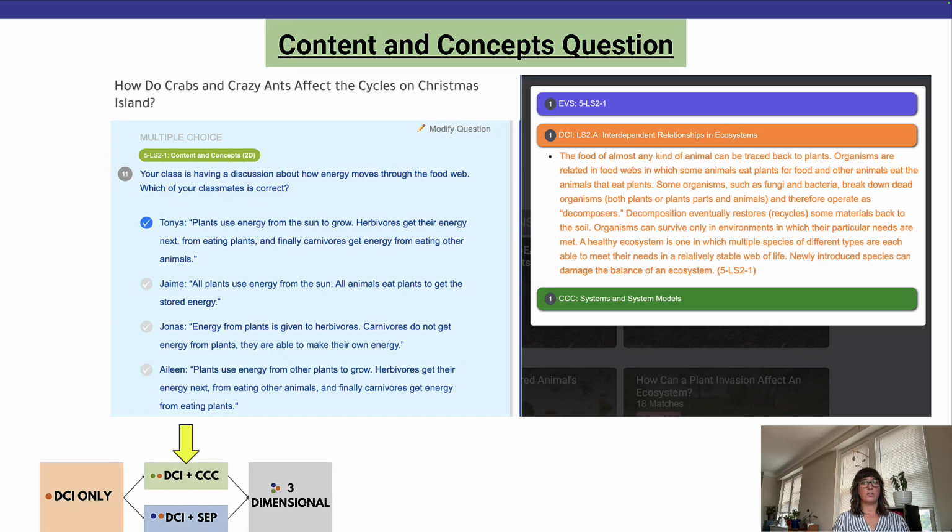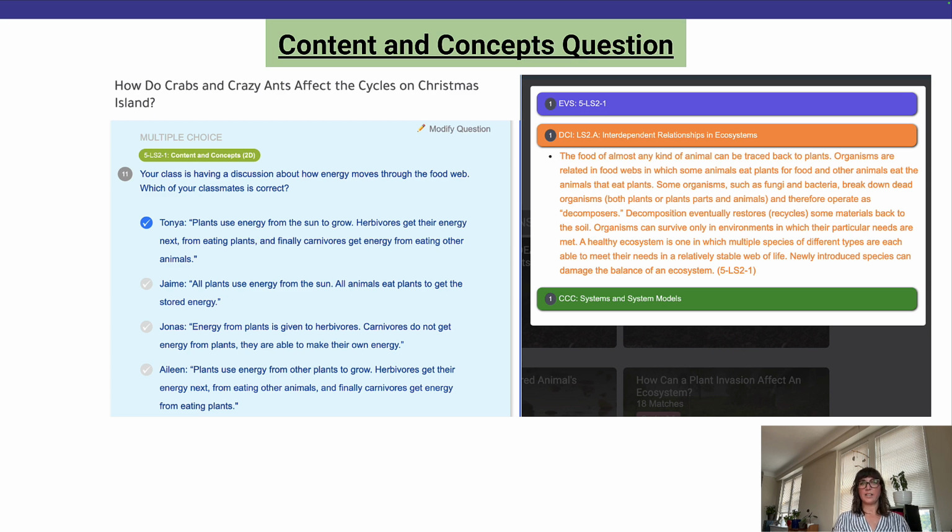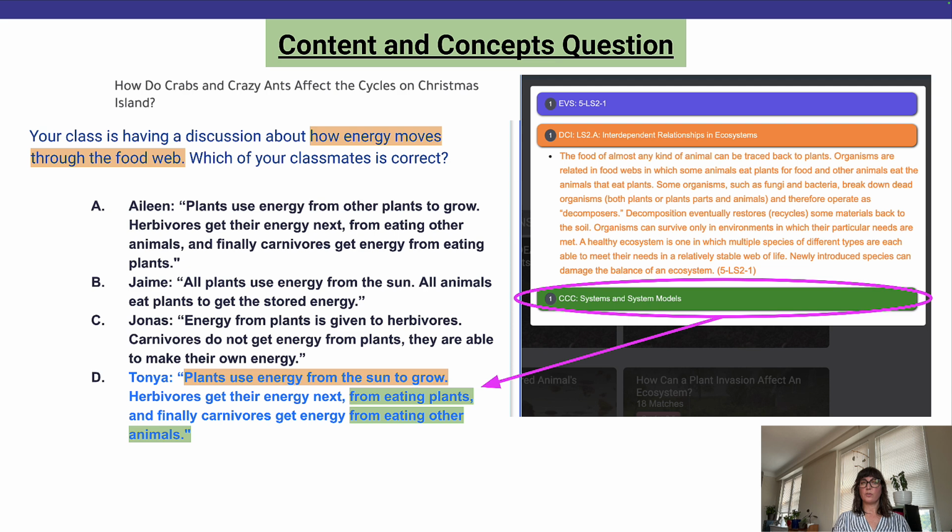Two-dimensional questions ask students to apply either the science practice or the cross-cutting concept in addition to their content knowledge to answer correctly. Here, the question adds a layer by now requiring students to reflect on how interactions between species within the ecosystem result in the flow of energy and cycling of matter through the environment.